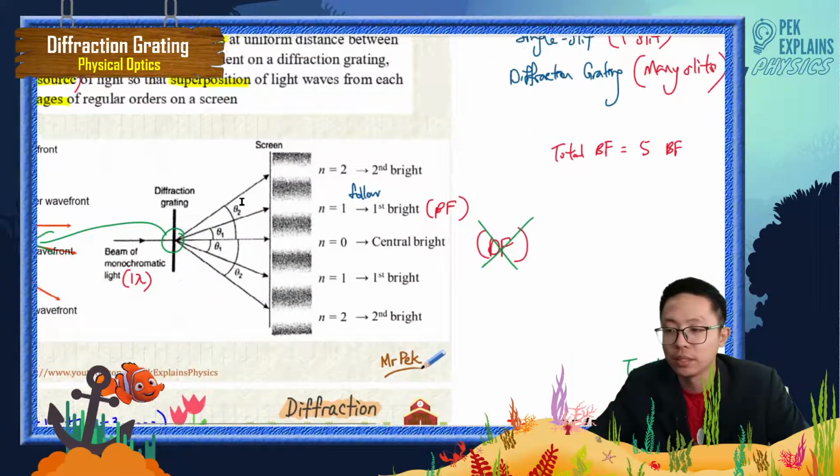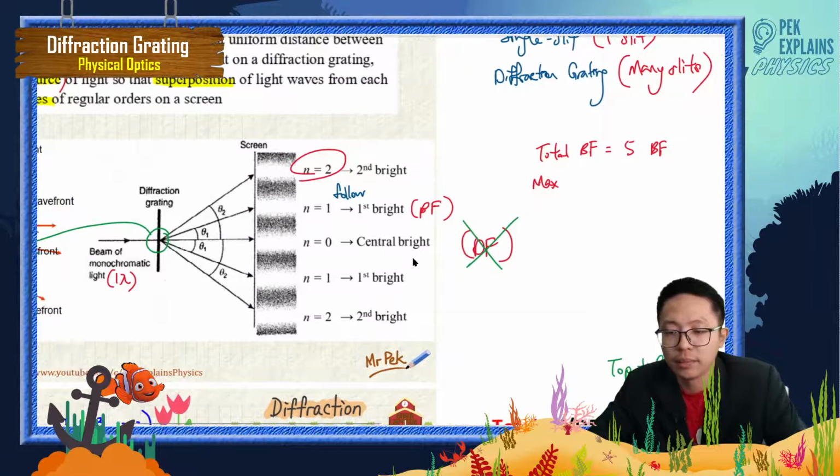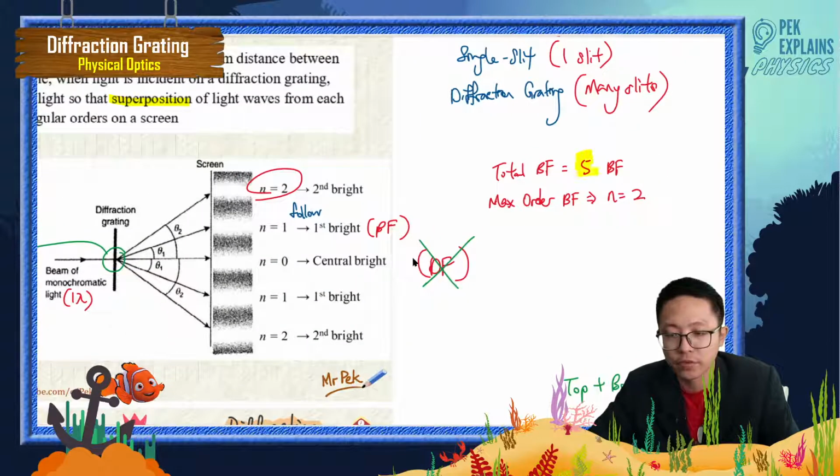No, the maximum order is just 0, 1, 2. The maximum order is just 2. Look at here. The maximum order of bright fringe that can be observed is just 2. It's just n equal to 2. So why is there such a difference? Why is the total bright fringe 5, but the maximum order you can see is just 2? What's the relationship between these 5 and 2?